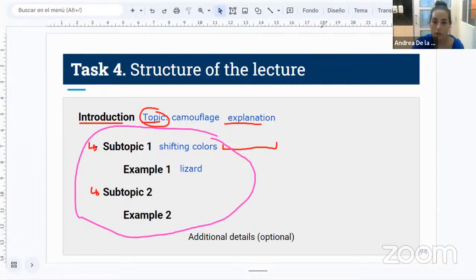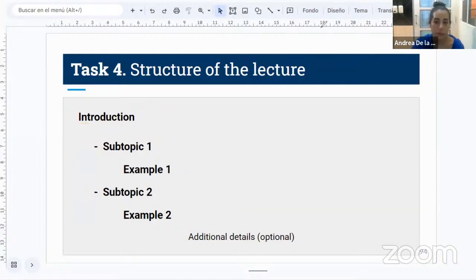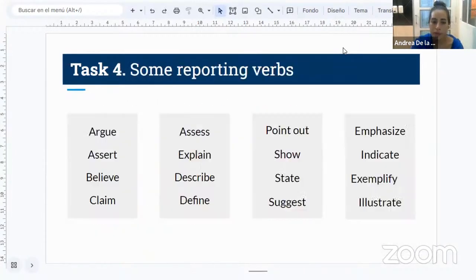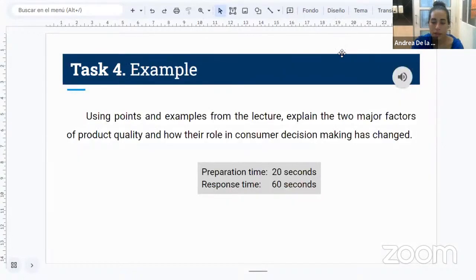No questions? Great. Then please get ready. We're going to start with an example. So I'm going to play the lecture and you guys will take notes. But remember, you just need to take notes on the subtopics and examples. During the first seconds, you just listen. So let's play. Listen to part of a lecture in a business class.